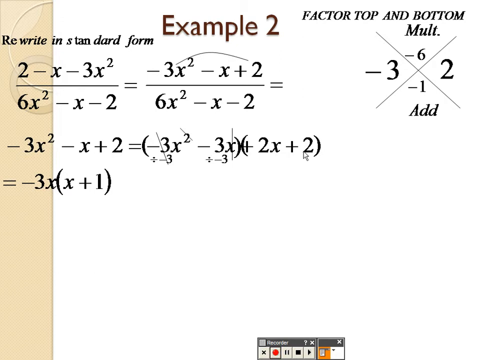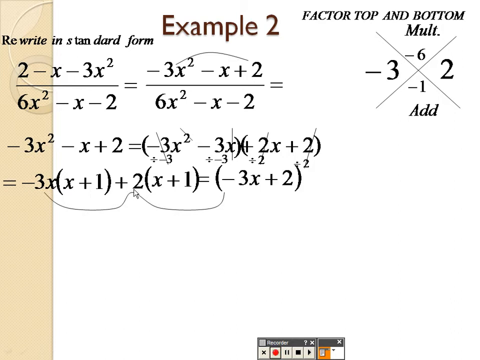Over here, they both have a 2 in common, so I'm going to take a 2 out of both of those, leaving me with an x plus 1 as well. So when I combine them together, I get a negative 3x plus 2. And then, since those are the same, I get an x plus 1 combined at the end. So there is the top factored. Now I need to factor the bottom.